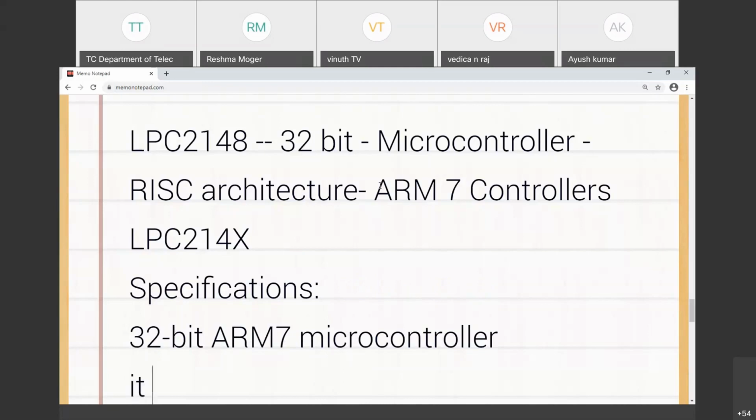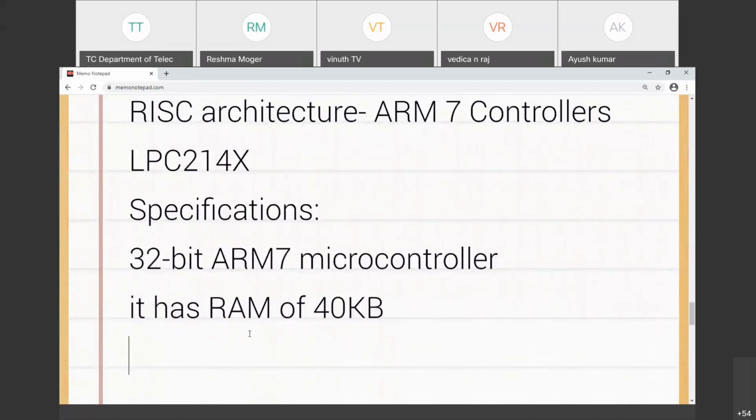It has RAM of 40 KB, kilobytes, 40 KB of RAM. That's what I'm writing, specification. What is the specification of LPC2148?